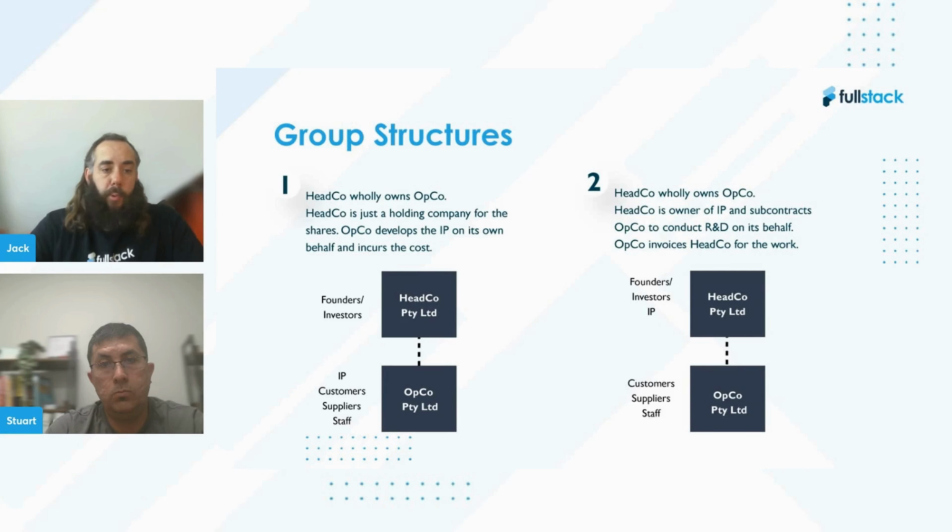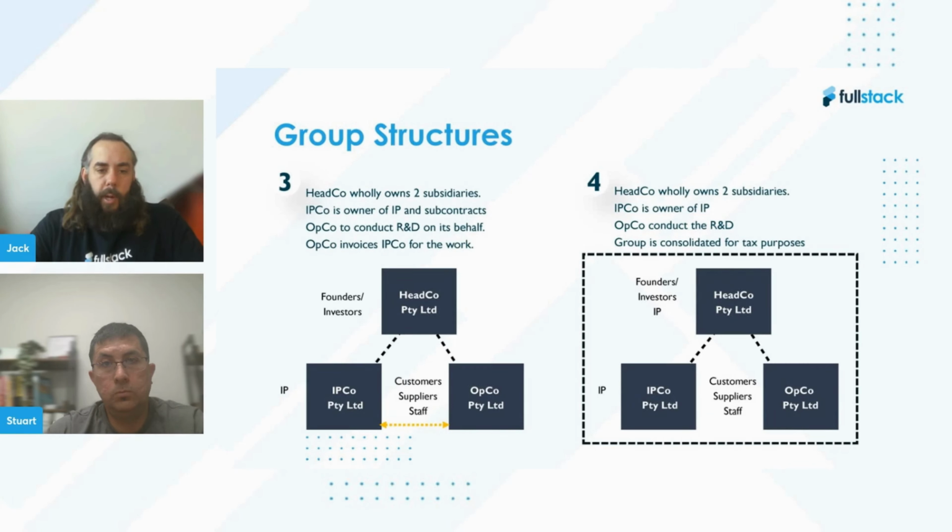Now, something that's really important here is if you want to claim R&D, then the R&D claim should be in the head company, basically the inverse of that first example. In this instance, you should make sure that the operating entity invoices the head entity and the head entity pays for the work being done.